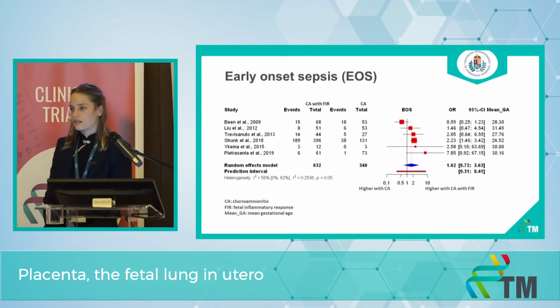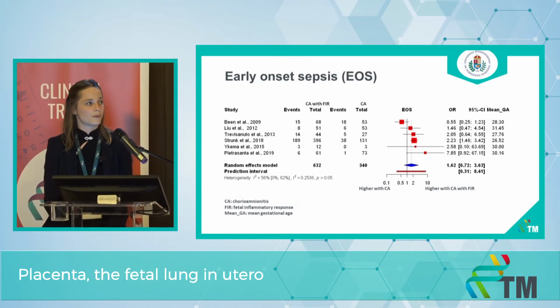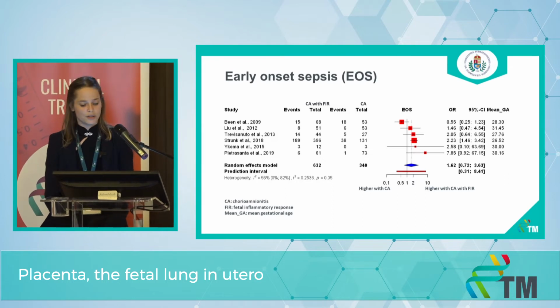Early onset sepsis is defined as sepsis occurring within the first 72 hours of life in neonates. And although the result is not significant, we can see a tendency toward the right direction from the zero effect. And the pooled odds ratio is 1.62, which means that the odds of early onset sepsis is 62% higher in the group of neonates with fetal inflammatory response. And that's quite reasonable because early onset sepsis is considered to be transmitted vertically.